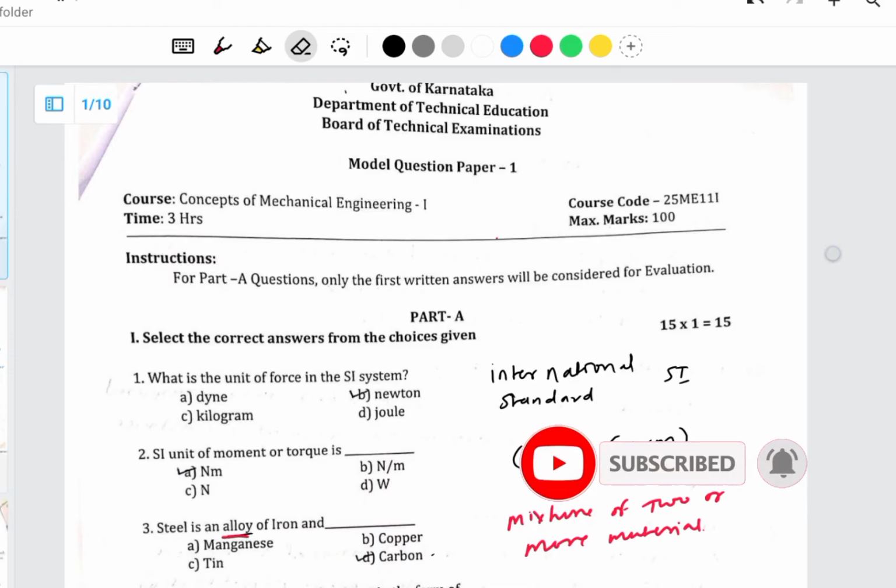So, on this channel, particularly, we are going to study the sample question papers. So here, this is the Concepts of Mechanical Engineering model question paper.